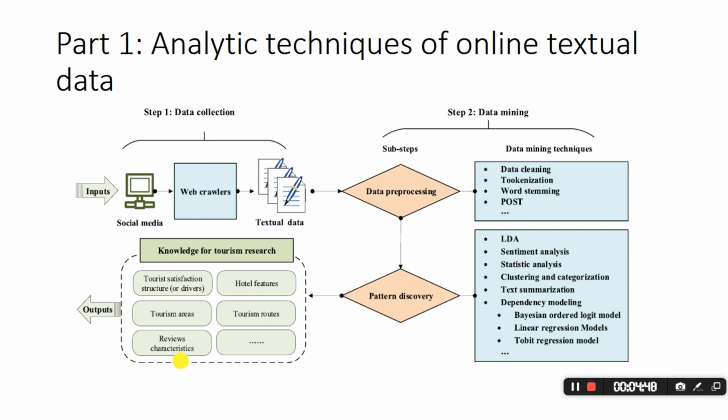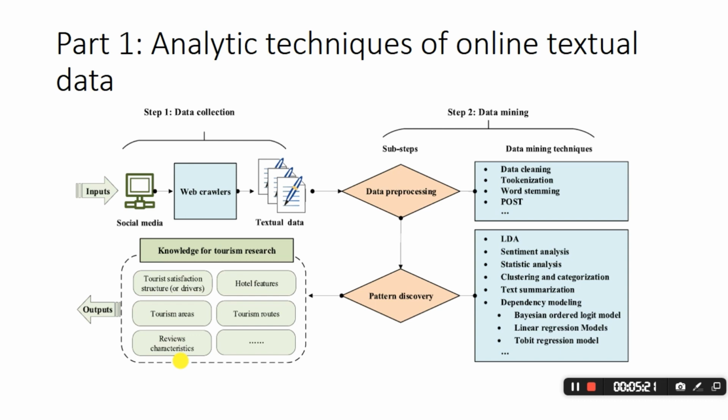Generally, there are two steps for analyzing online textual data. Step 1 is the data collection process. Researchers need to define what data they are going to collect and from where. For example, I'm going to research Finland's destination image in Chinese social media, so I may choose Chinese online travel review platforms. And then, using data crawling software to collect the data from social media platforms.